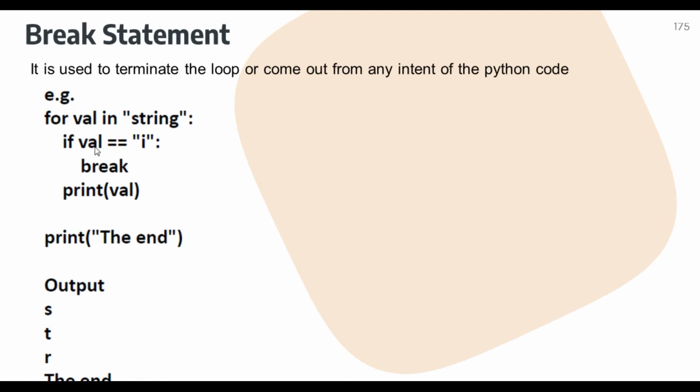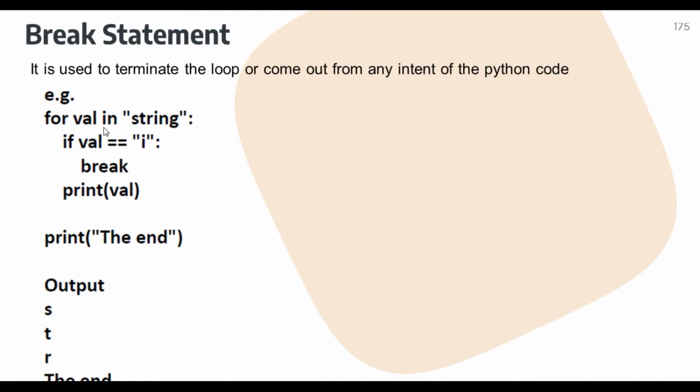Okay, this is a conditional statement, and if it is true, that means the break statement will execute, and break will transfer the control out of the loop. That means to say, come out from the loop or any indent, because it is also an indent, not only inside the for.